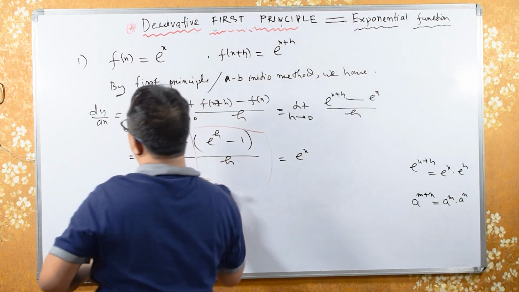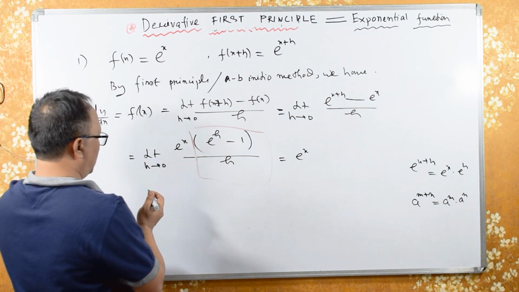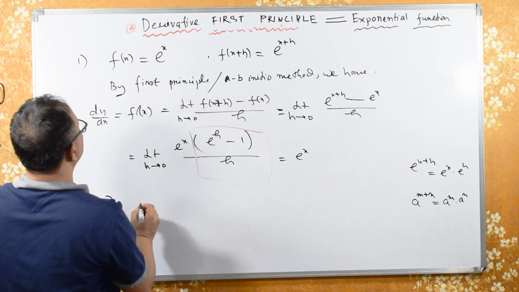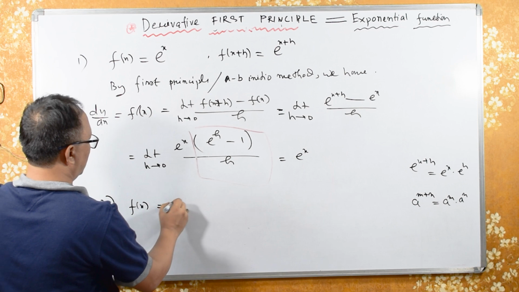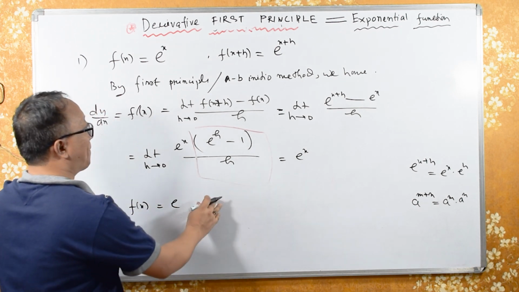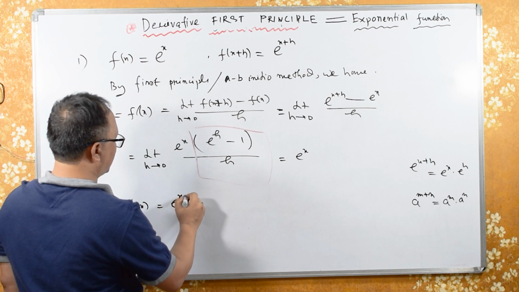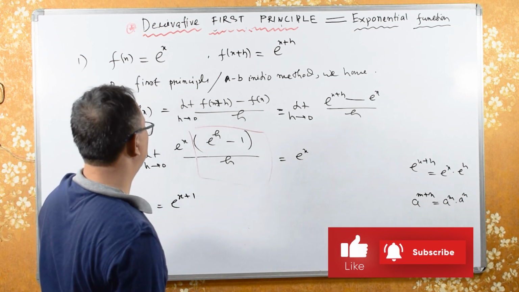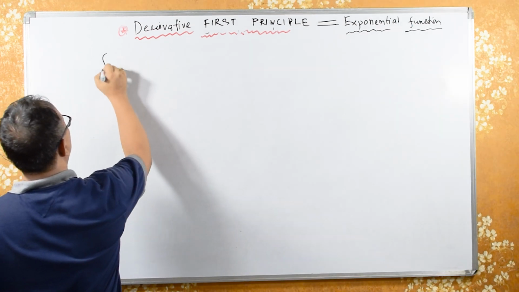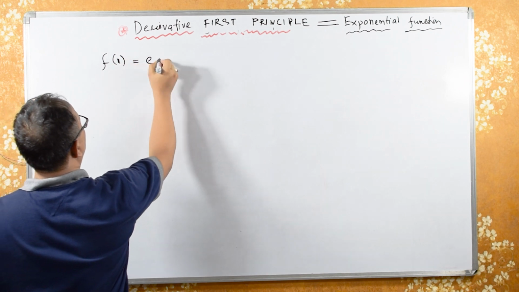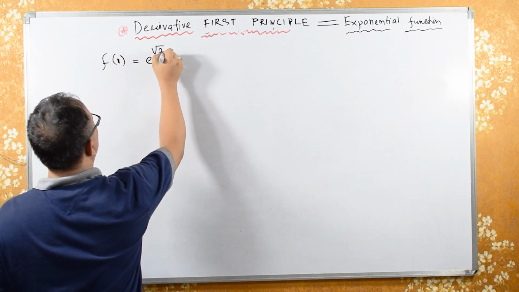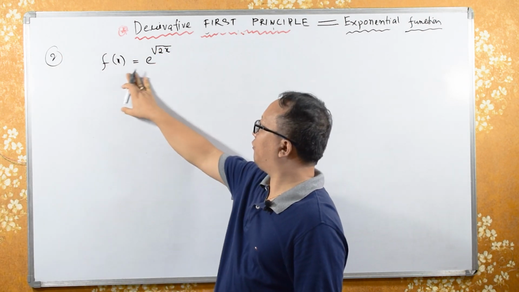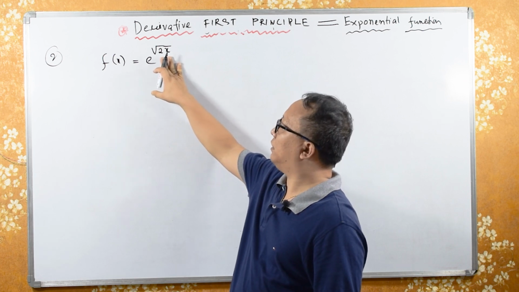Let's take another example. Let's take example 2. Let f of x equals e raised to x plus 1. Now let's take the function f of x equals e raised to root 2x. Now let's take the function f of x equals e raised to the square root of 2x.